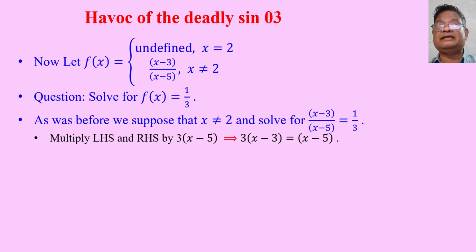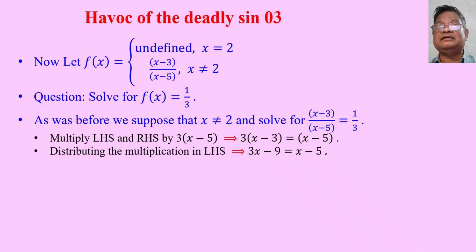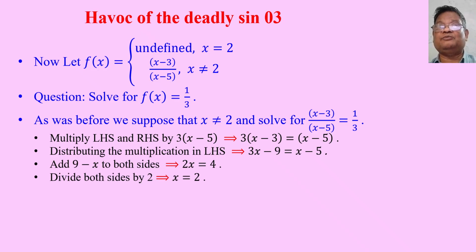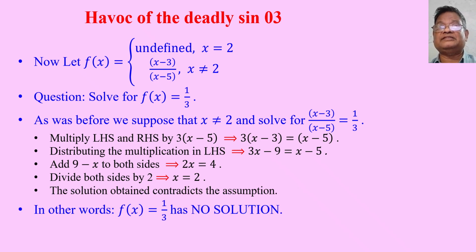Multiply the left hand side and right hand side by 3 times x minus 5 to obtain 3 times x minus 3 is equal to x minus 5. Distributing the multiplication in the left hand side, we obtain 3x minus 9 is equal to x minus 5. We add 9 minus x to both sides to obtain 2x is equal to 4, and upon division of both sides by 2, we get x equals 2. The solution obtained contradicts the assumption. In other words, f(x) equals 1/3 has no solution.